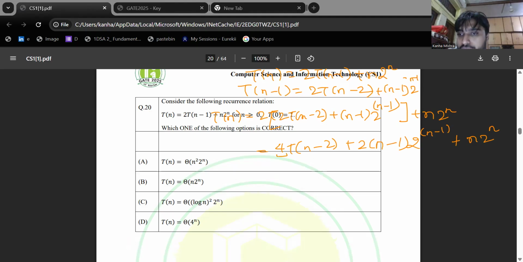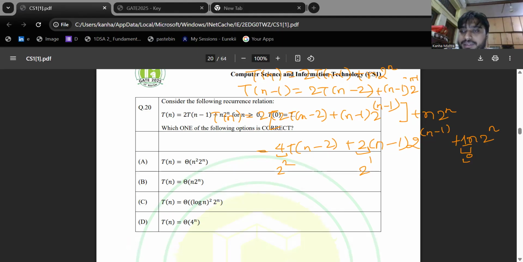So this is 2 squared. This is 2 to the power 1. This is 1, you can say, so it is 2 to the power 0. You can figure out a pattern here. So let's keep going.